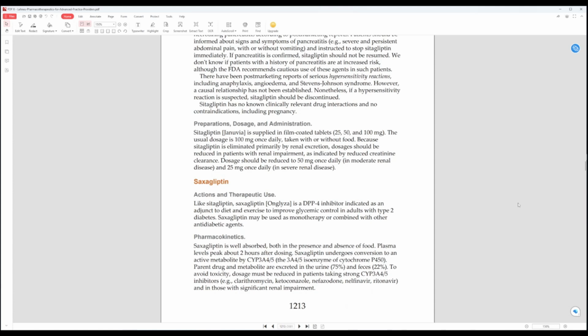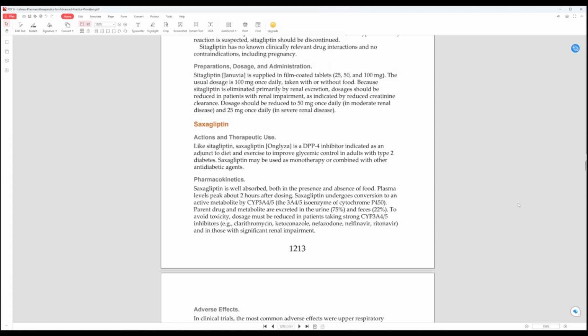There have been post-marketing reports of more serious hypersensitivity reactions, including anaphylaxis, angioedema, and Stevens-Johnson syndrome. However, the causal relationship has not been established. Nonetheless, if a hypersensitivity reaction is suspected, sitagliptin should be discontinued. Sitagliptin has no known clinically relevant drug interactions and no contraindications, including pregnancy.